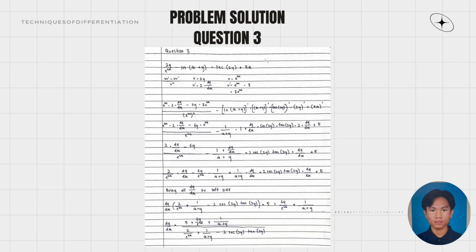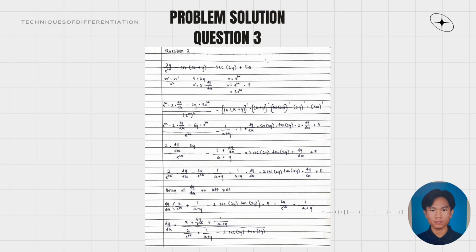To eliminate the denominator on the left side, we multiply both sides by e to the 3x. This gives us 2 dy/dx minus 6y equals e to the 3x over (x + y) times (1 + dy/dx), minus 2e to the 3x times secant 2y times tangent 2y times dy/dx, plus 5 times e to the 3x.